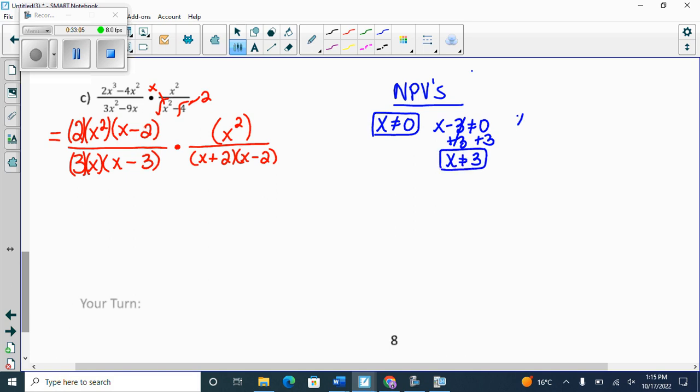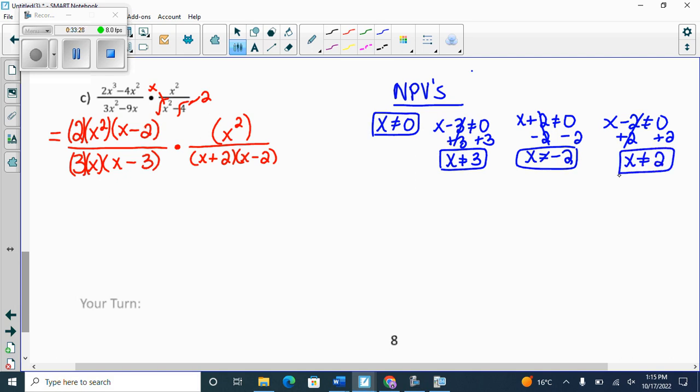X plus 2 can't equal 0. And x minus 2 can't equal 0. So now subtract 2. X can't equal negative 2. So I'm going to add the 2. X can't equal 2.